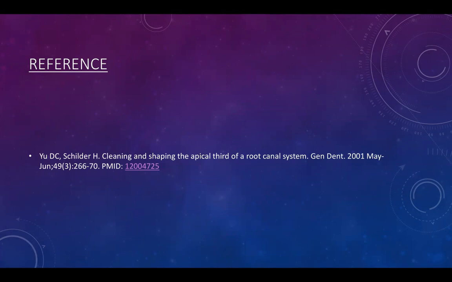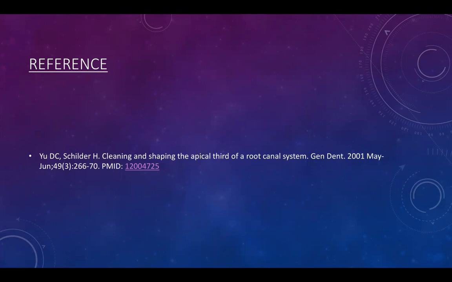Question number 3. Ideally, copious irrigation of canals should occur with what percentage of sodium hypochlorite, and at least how many milliliters of sodium hypochlorite is used per canal after each instrumentation? So the answer is D. 2.5% is the ideal concentration, and 30 milliliters is the amount we use for each canal.